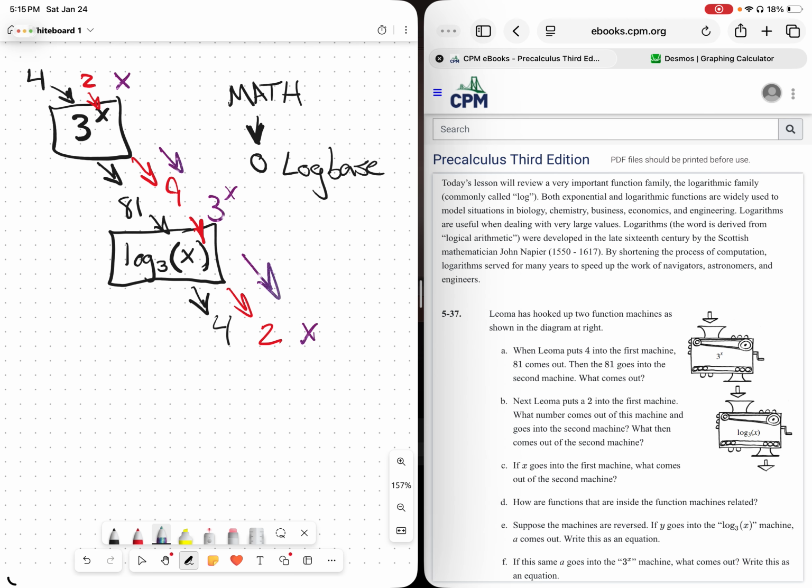So how are the function machines related? They're inverses, right? They're opposites. So just like x squared and the square root, your log and your exponential functions are inverses.